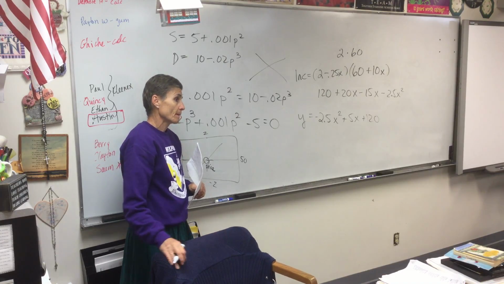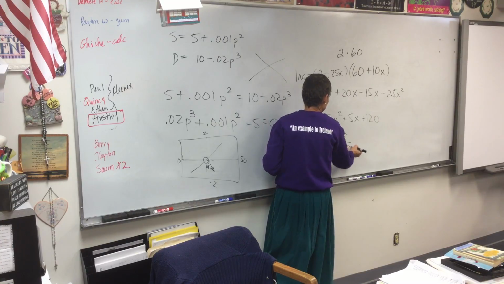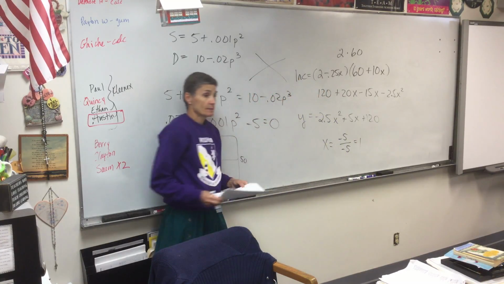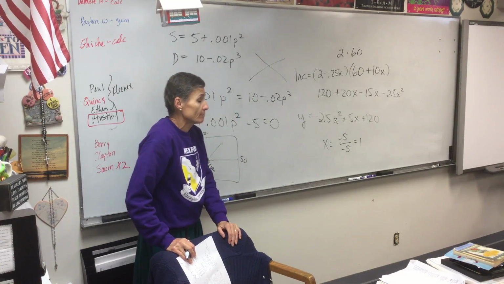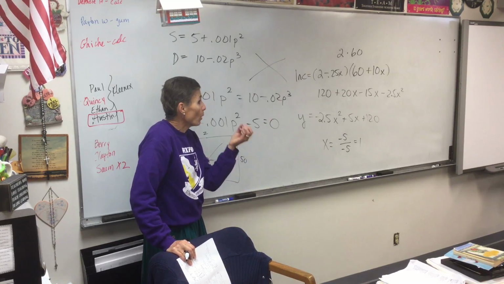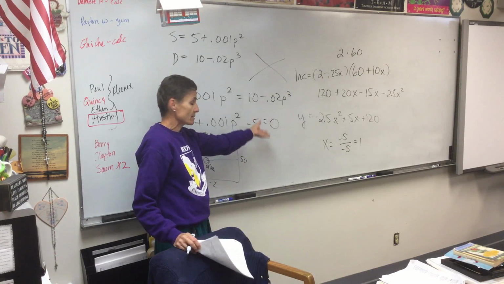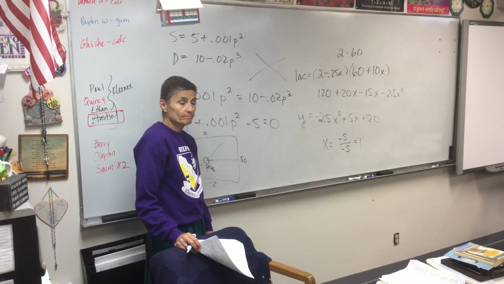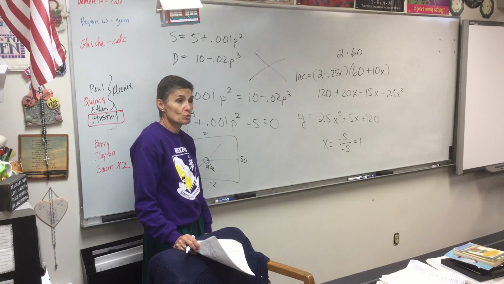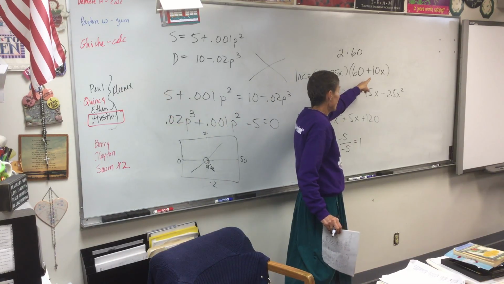I just FOIL. How do I find my maximum? x equals negative b over 2a. 1. Is that $1, 1 day, 1 ton of paper? What is that? 1 day of waiting, 1 increment, 1 day of waiting. So the question is, how many days should I wait? The answer is 1. 1 day. What if it had said, how many pounds will I sell? Then it would be 60 plus 10.